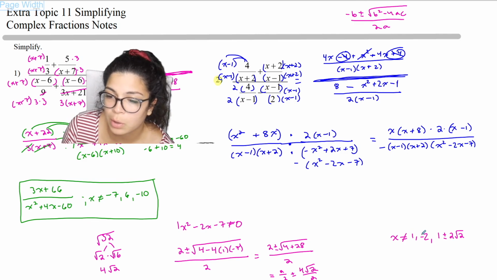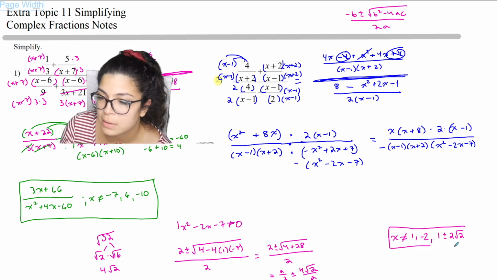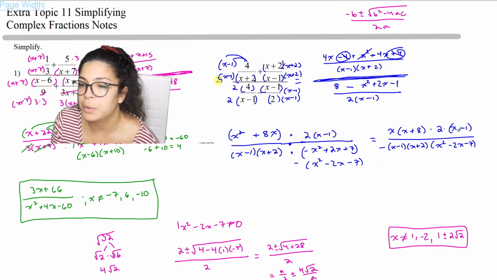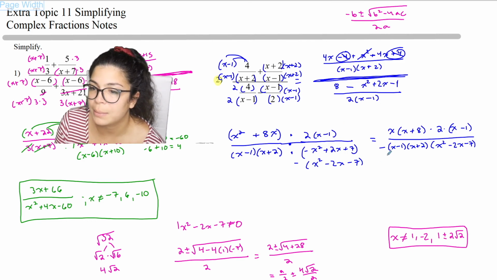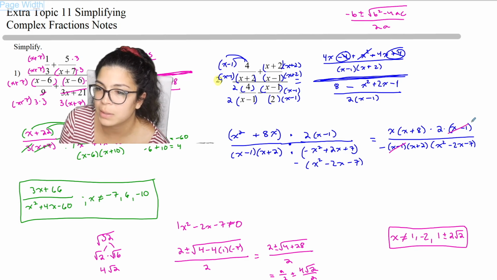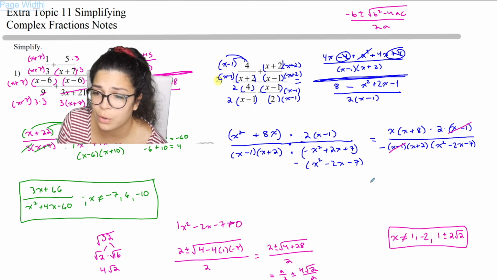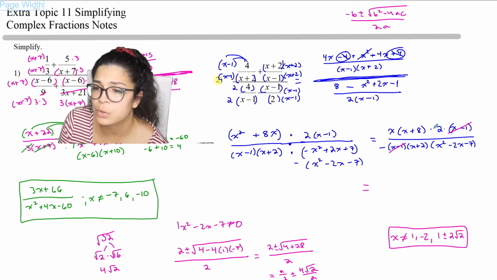So those are our excluded values. They were a little bit more involved this time because we had to use the quadratic formula. But that's neither here nor there. Let's go ahead and cancel out any common factors. We have an x minus 1 that we can cancel. And is that it? That is it. So in the numerator, 2x times x would be 2x squared. 2x times 8 would be 16x.